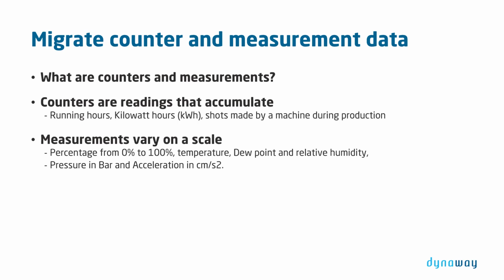On the other hand, you have measurements that vary on a scale. That can be a percentage that goes from 0 to 100%, temperature, dew points, relative humidity, and it may also be things like pressure measured in bar and acceleration for running equipment.